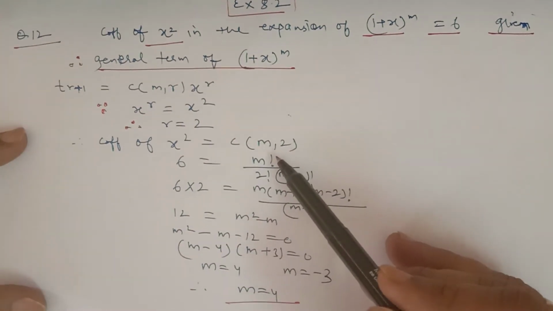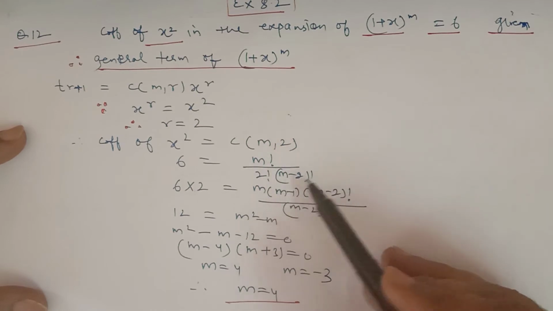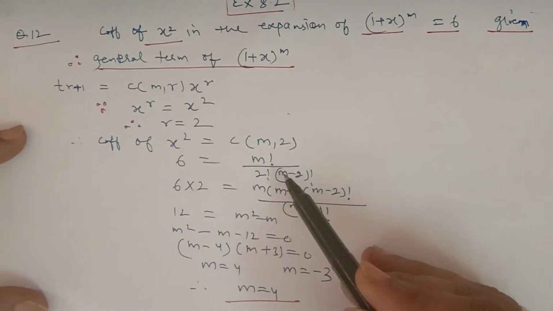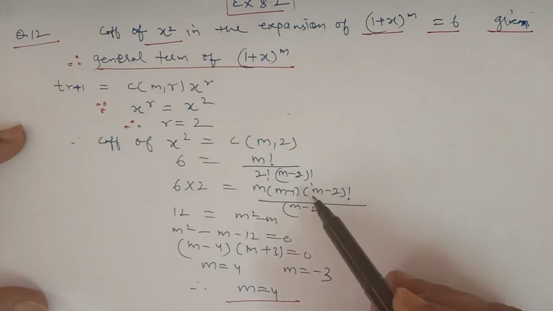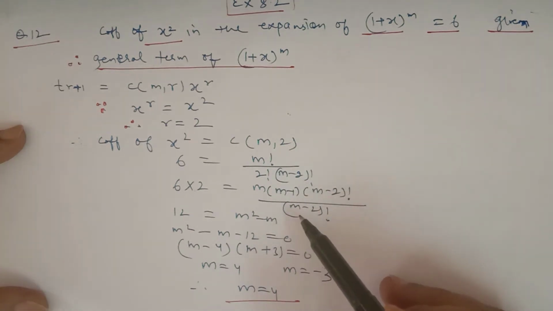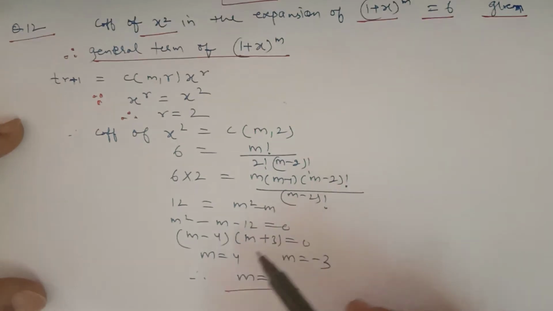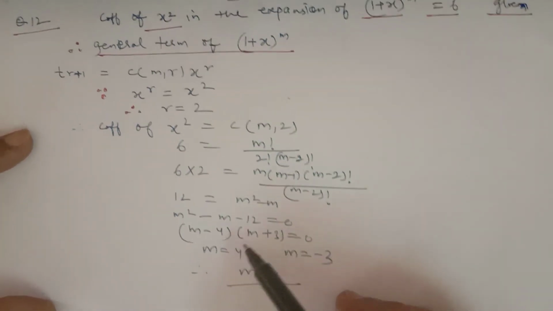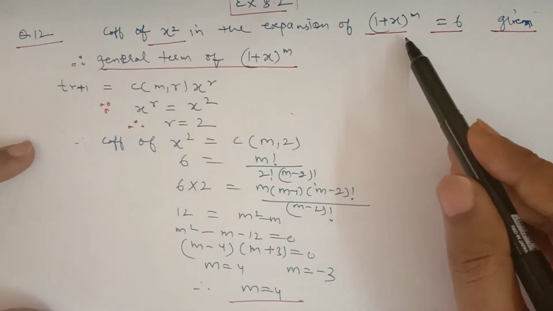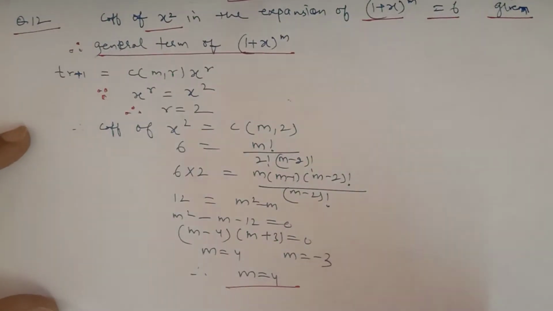Solve this combination, which is m factorial upon r factorial (m minus r) factorial. Expand m factorial as m (m minus 1) (m minus 2) factorial, so m minus 2 factorial will cancel out with this m minus 2 factorial. Cross multiply it, and you will get the value of m as 4 and minus 3, but we are doing the binomial expansion for positive integers. So the value of m is equal to 4.